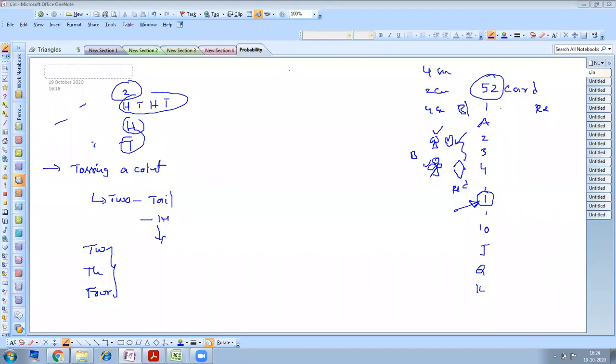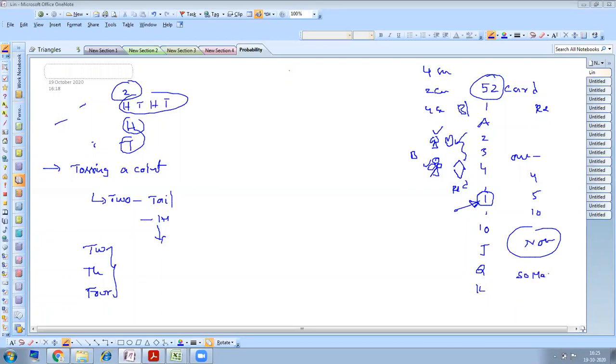Like this, if I am taking one card from the set, what is the probability of getting number 4? What is the probability of getting number 5? What is the probability of getting number 10? Like this, you can ask n number of questions. There are so many possibilities here. So many events can occur, correct? Now understand what is the meaning of an event.